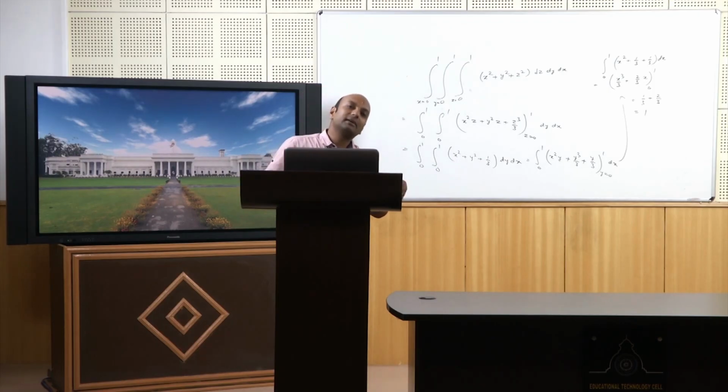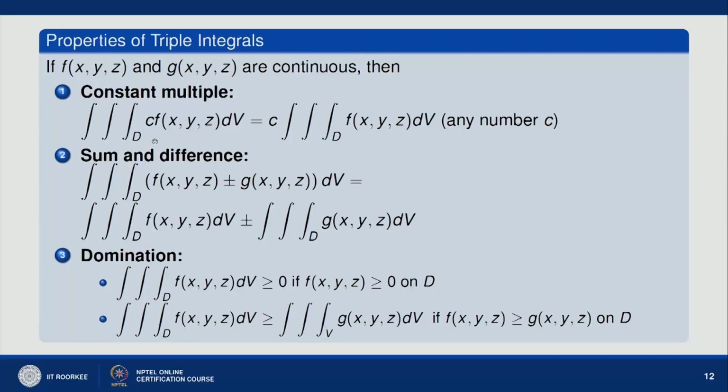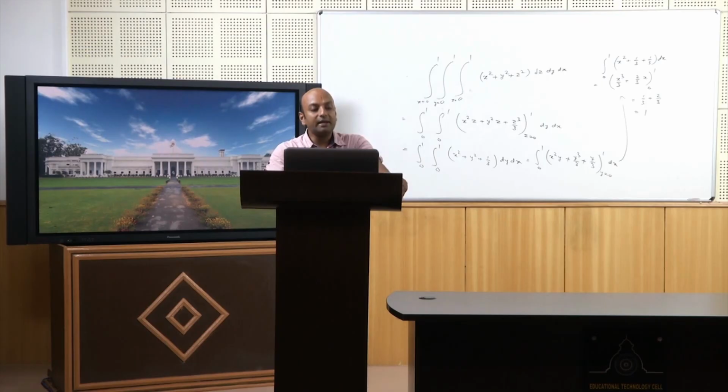Okay. These are some of the properties of triple integral, like you can take a constant out, and if we have an addition or subtraction of two triple integrals, it can be written separately. And if f(x, y, z) is greater than or equal to 0 on D, then the triple integral of f(x, y, z) dv is also greater than or equal to 0. And similarly, if f(x, y, z) is greater than or equal to g(x, y, z), then the corresponding triple integral of f will be greater than or equal to the triple integral of g.